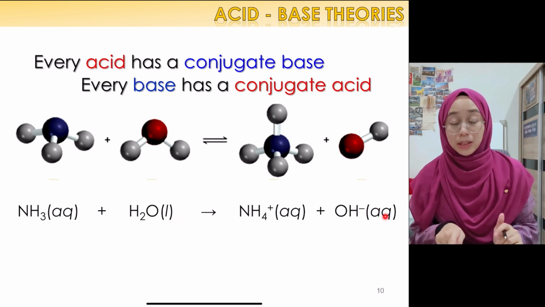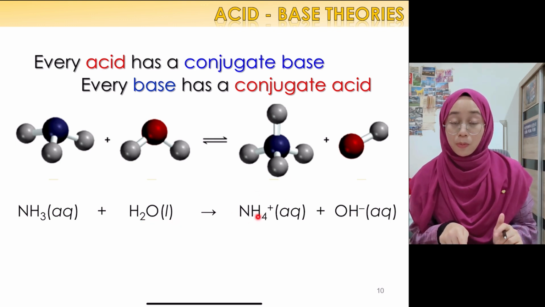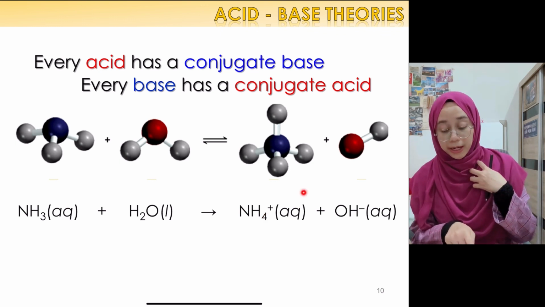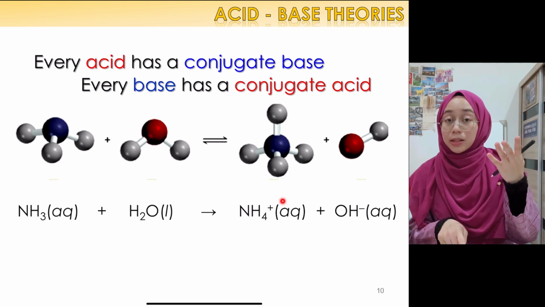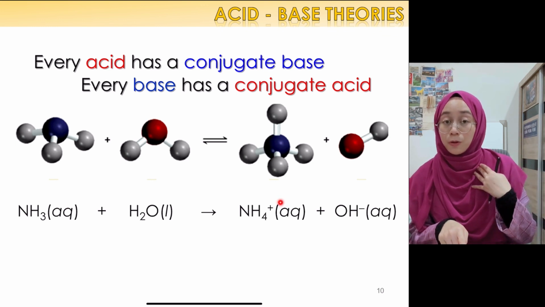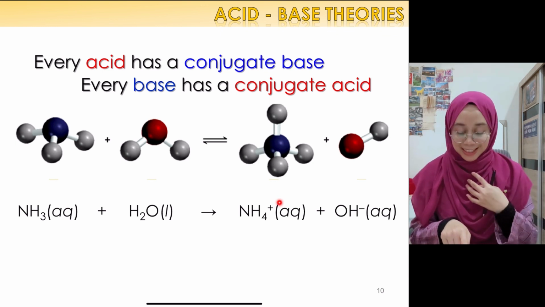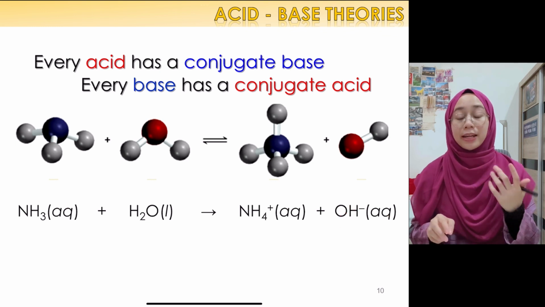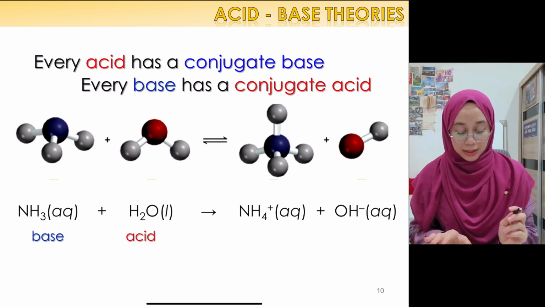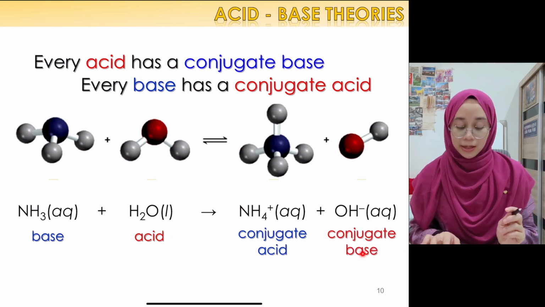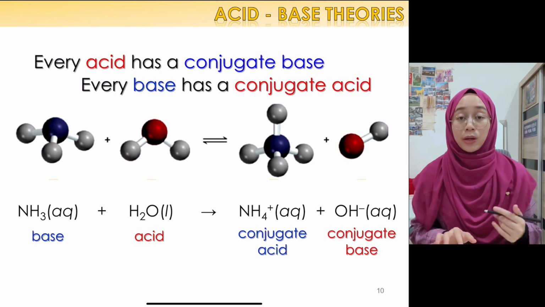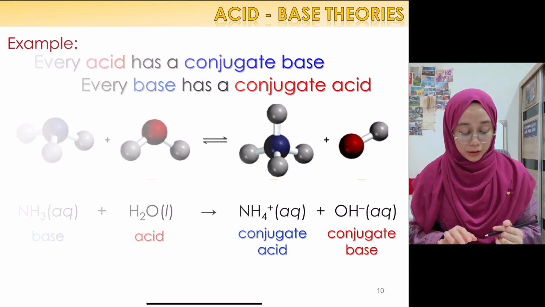Okay, so what about these two then? So since ammonia yang accept proton jadi NH4 plus ni, bermaksud ammonia tadi base. So sekarang selepas dia dah accept proton, dia akan jadi conjugate acid. Meanwhile OH minus ni pula adalah yang kita panggil sebagai conjugate base. Okay, so ini conjugate acid hasil daripada base terima proton. Meanwhile ini adalah conjugate base hasil daripada water ni tadi lepas dia dah donate dia punya proton.